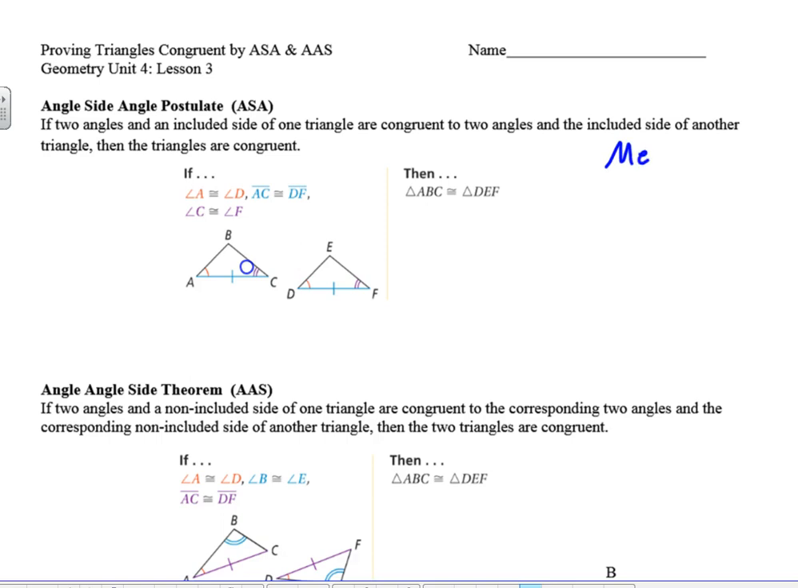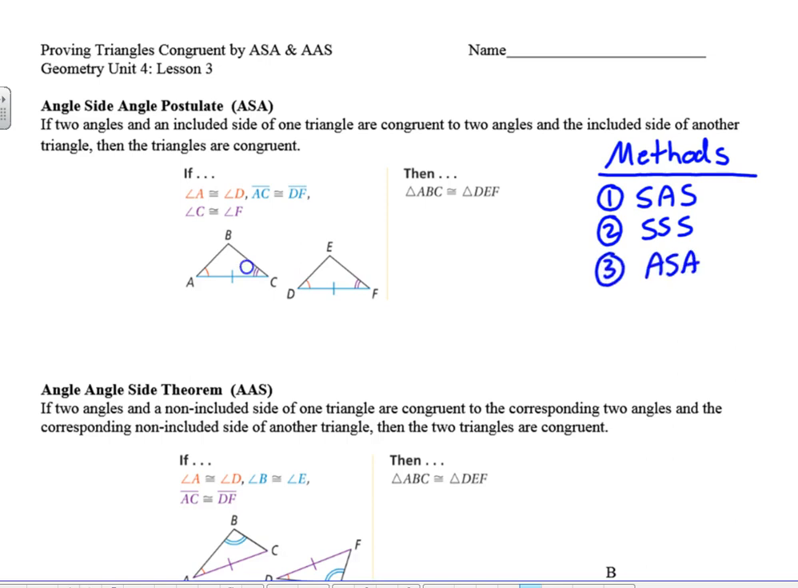Okay, and right now what we are doing is we're building our methods for proving triangles congruent. All right, so just a quick little review. The methods that we have talked about so far are side angle side and side, side, side. Those are the two. And we're going to add two methods to that today. We're going to add the angle, side, angle postulate, and we're going to add angle, angle, side.